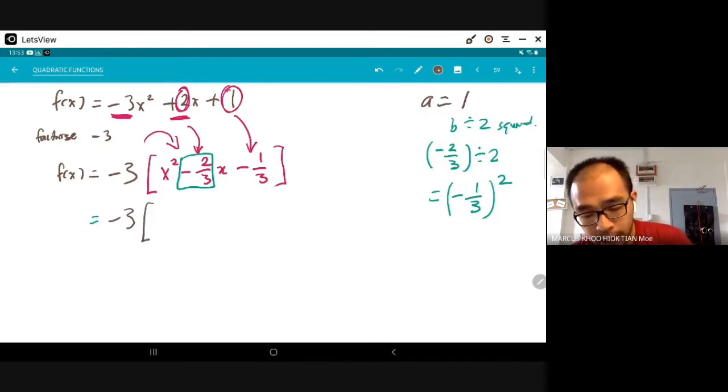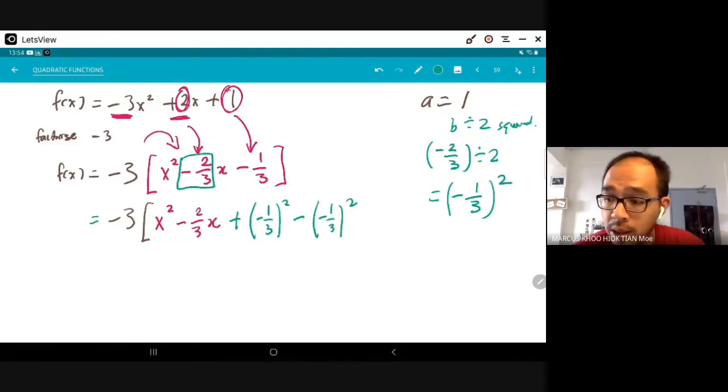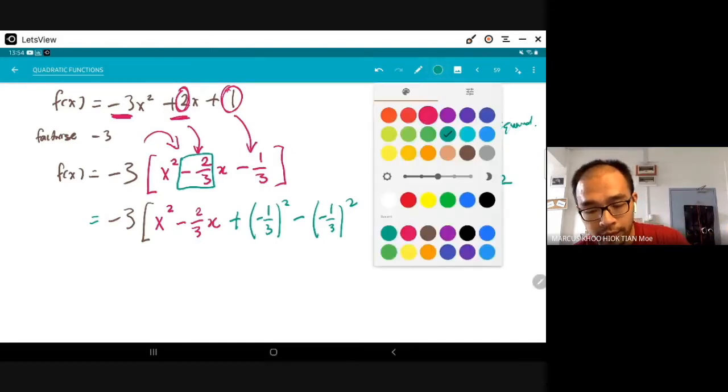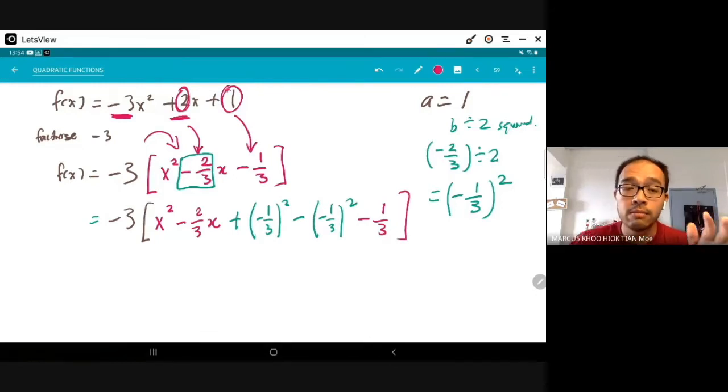So what we do is, sorry, I keep the negative 3. Then over here, this one we keep: negative 2 over 3 x. Now this new thing in green color, we put in: plus negative 1 over 3 squared, and then minus negative 1 over 3 squared. Whether it is a negative or positive number, we always add and subtract. The negative number we keep inside. And then after that, minus 1 over 3, close the bracket. Notice that I'm putting the green color in between the pink color. It can be done that way.